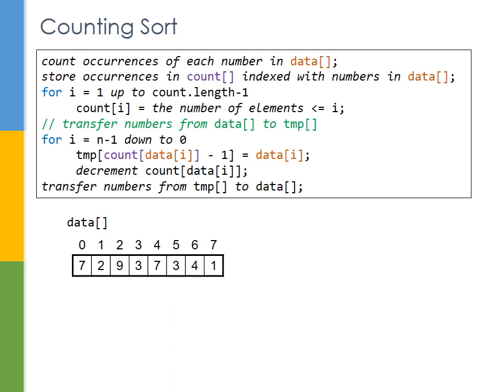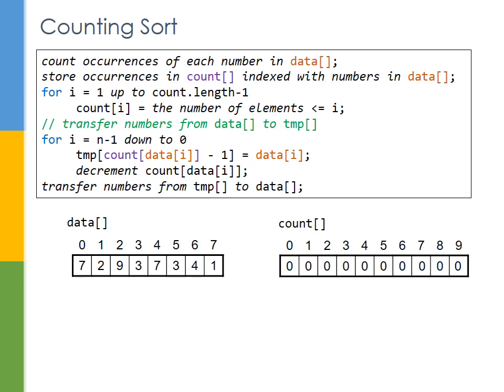So here we have the pseudocode for an implementation of the counting sort algorithm that addresses the two problems we mentioned on the previous slide. So you can see that we are sorting an array called data over here. And the first thing that we need to do is count the occurrences of each unique number within the data array and then store these occurrences in an array called count, which will be indexed with the numbers in the data array.